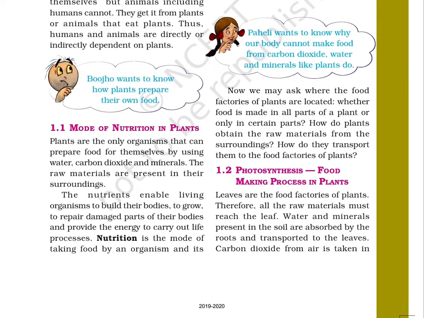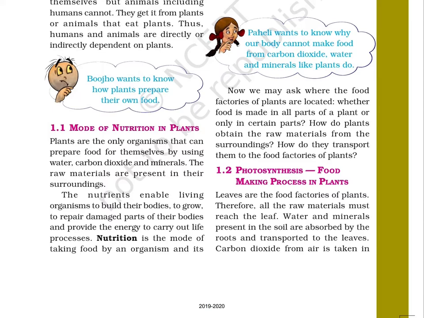1.1 Mode of nutrition in plants. Plants are the only organisms that can prepare food for themselves by using water, carbon dioxide, and minerals. The raw materials are present in their surroundings. The nutrients enable living organisms to build their bodies, to grow, to repair damaged parts of their bodies, and provide the energy to carry out life processes.